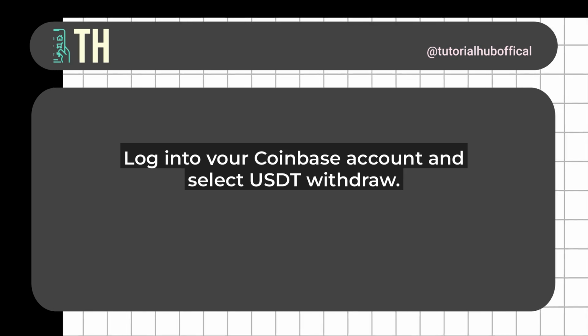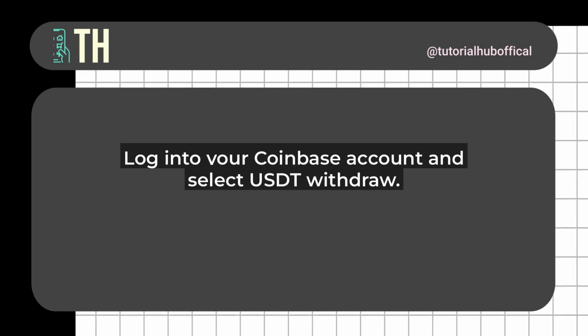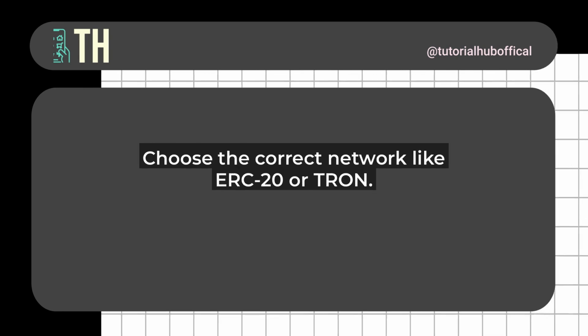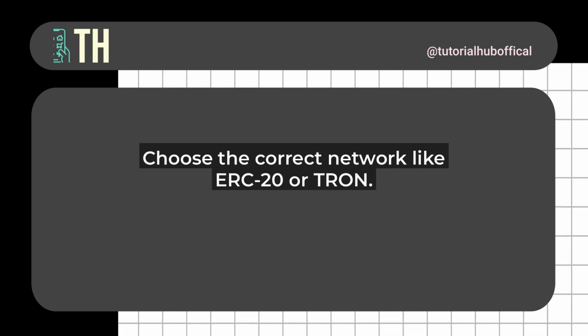Start by logging into your Coinbase account. Once you're in, navigate to your USDT balance and select the Withdraw option. This is usually found under the Assets details.